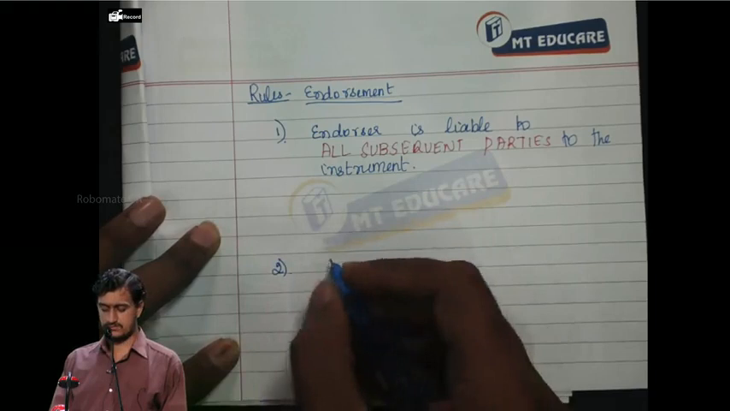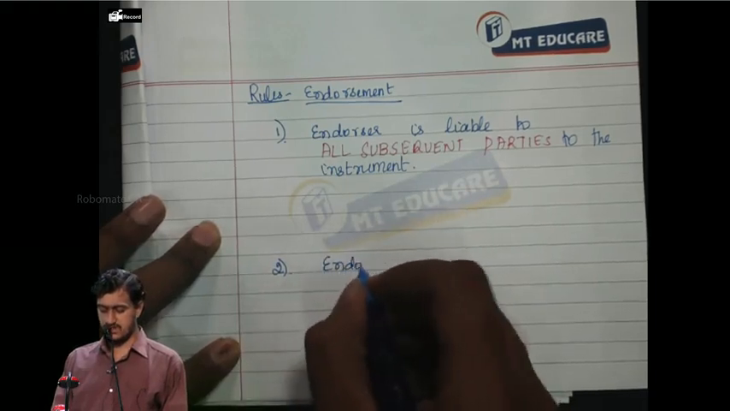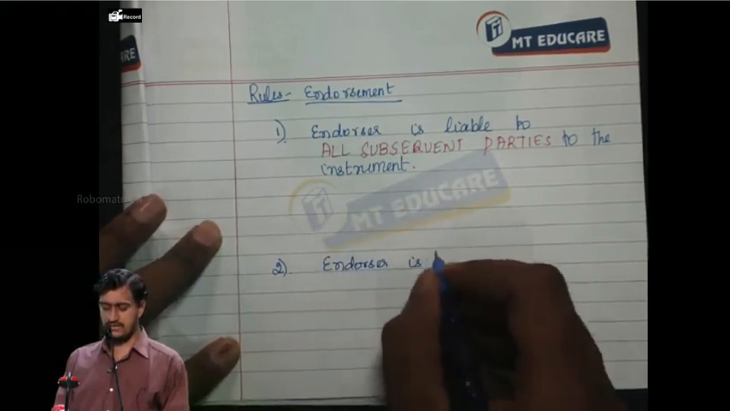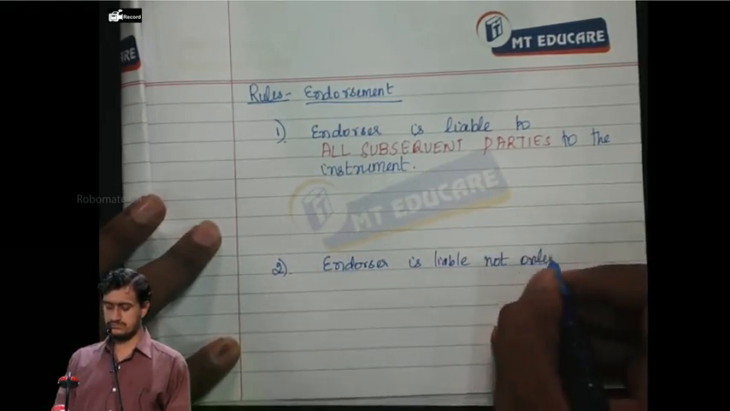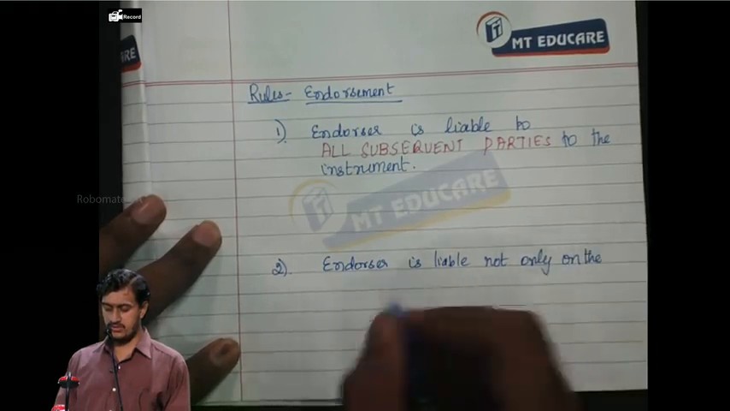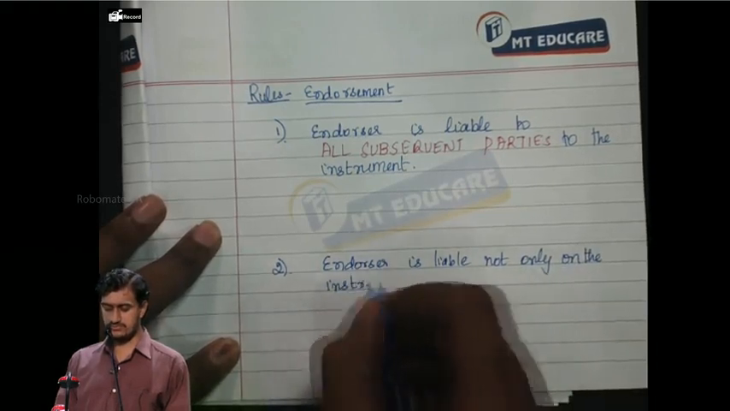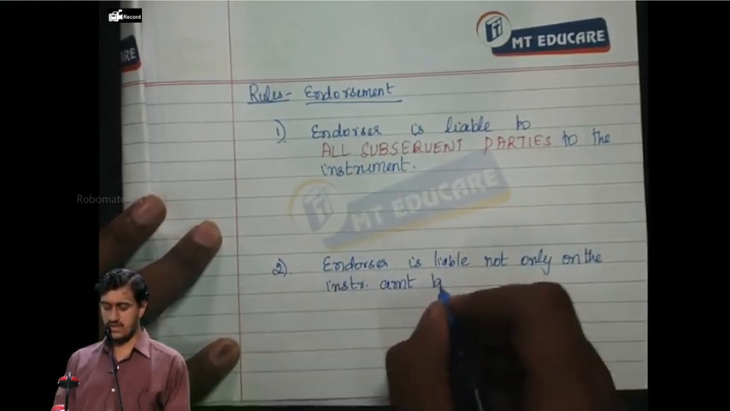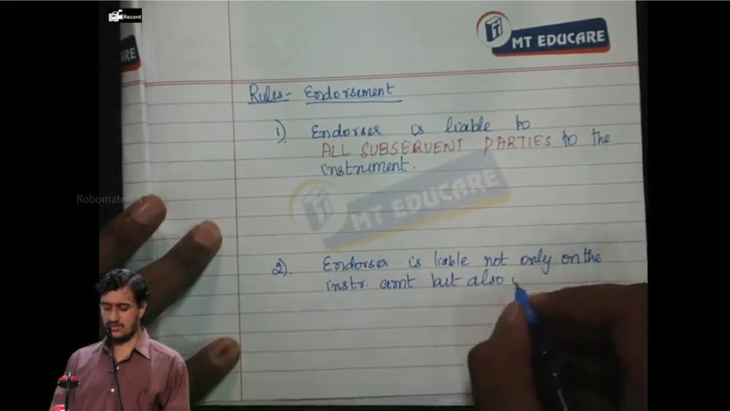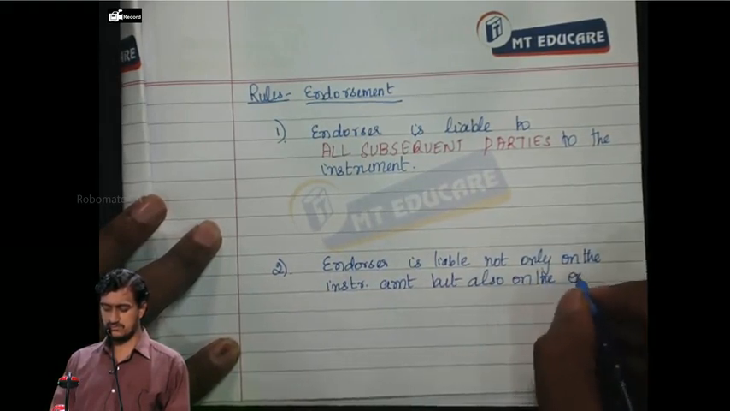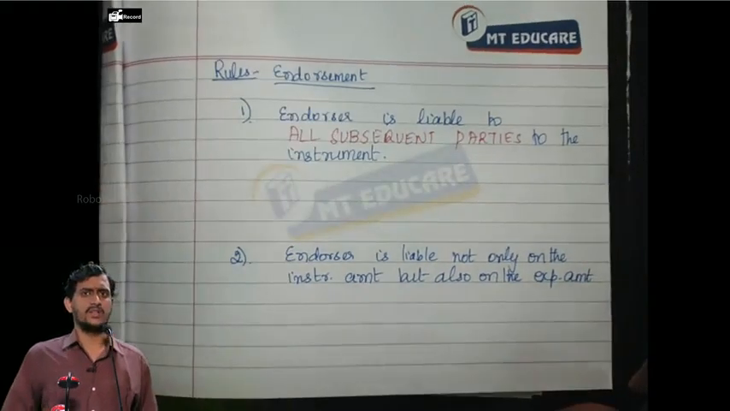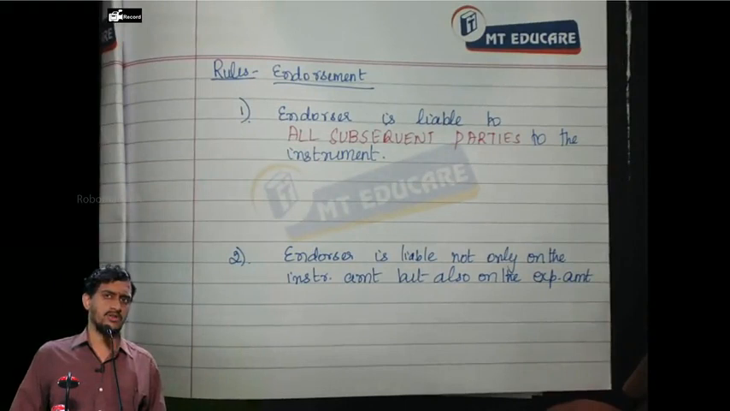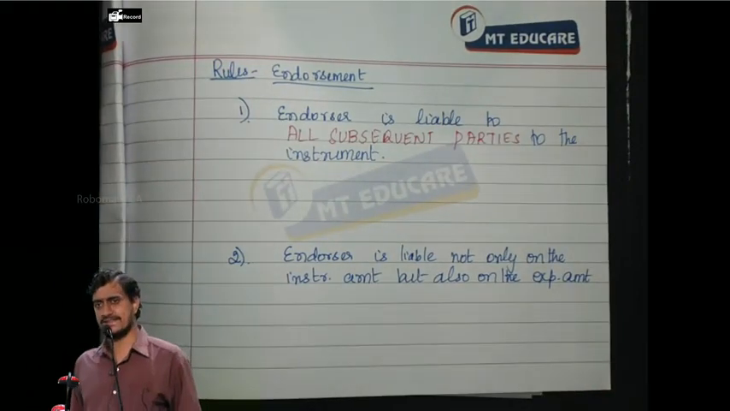Next, endorser is liable not only on the instrument amount but also on the expenses.